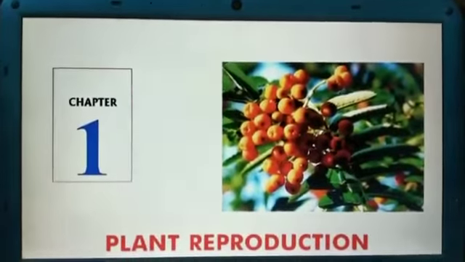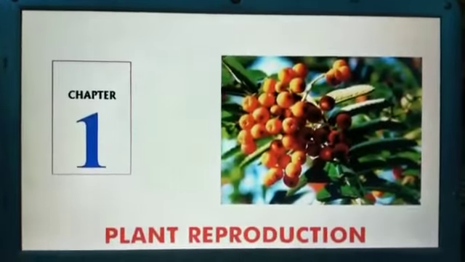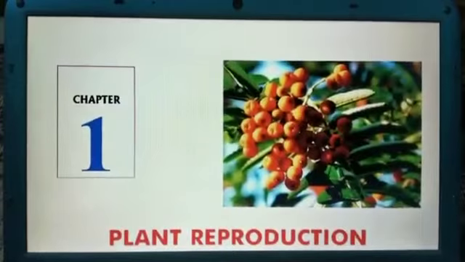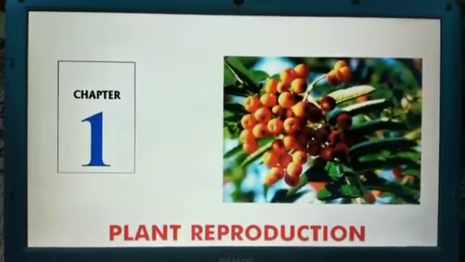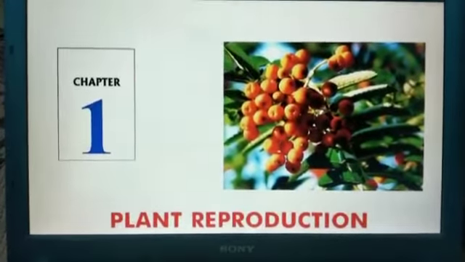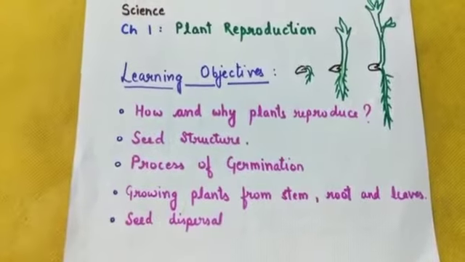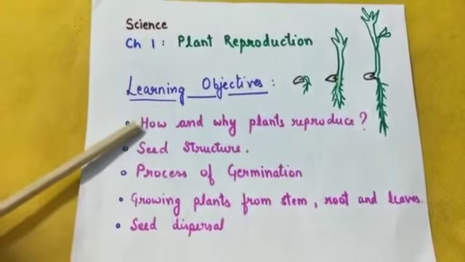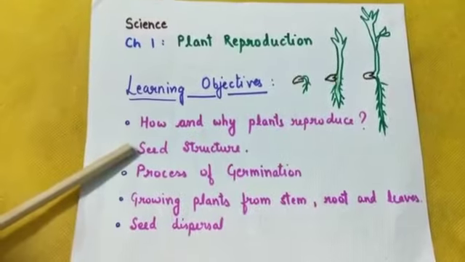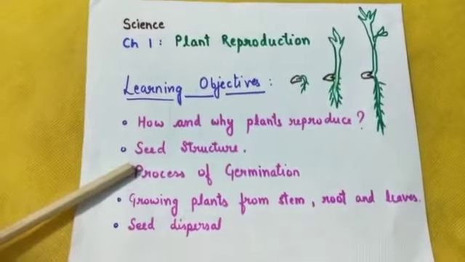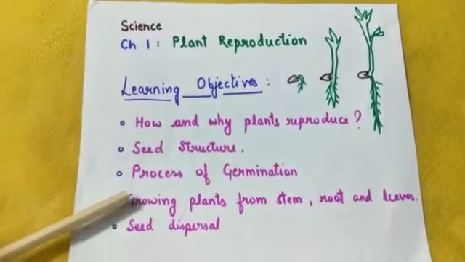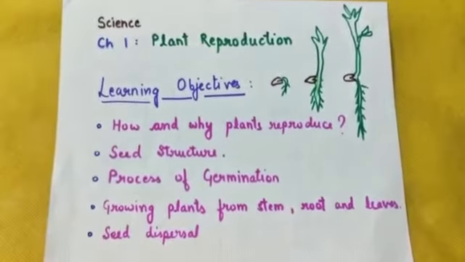Today, we are going to revise Science Chapter 1, Plant Reproduction. I hope you all have been through the study material provided to you for the same. By the end of the video, you'll be able to understand how and why plants reproduce, seed structure, the process of germination, growing plants from stem, root and leaves, and seed dispersal. Let's start.